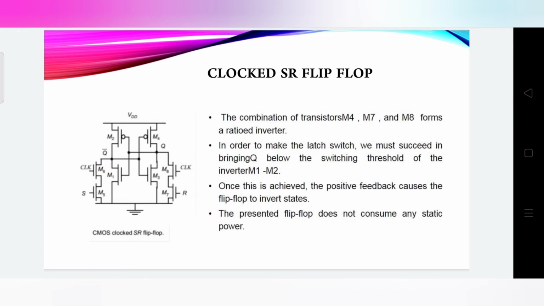The combination of the transistors M4, M7 and M8 forms the ratioed inverter. In order to make the latch switch, we must succeed in bringing Q below the switching threshold of the inverter M1 to M2. Once this is achieved, the positive feedback causes the flip-flop to invert states. This flip-flop does not consume any static power, as we all know. In steady state, one inverter is in high state while the other one is low.